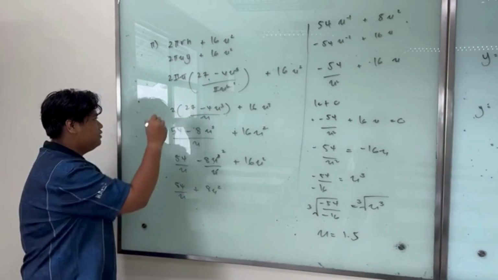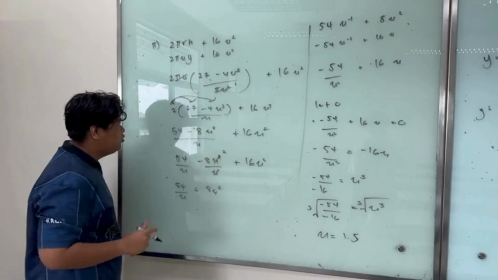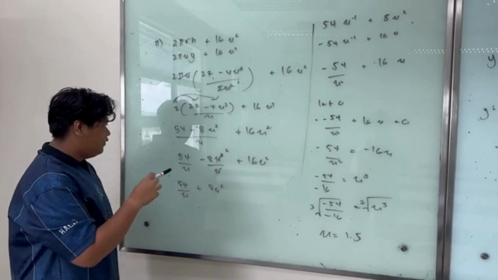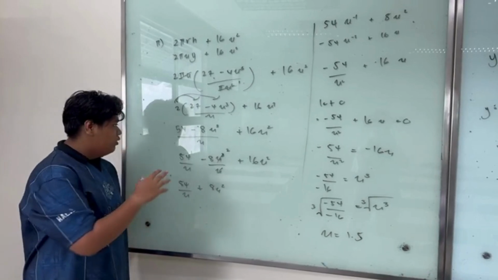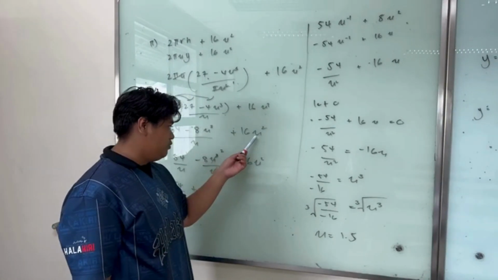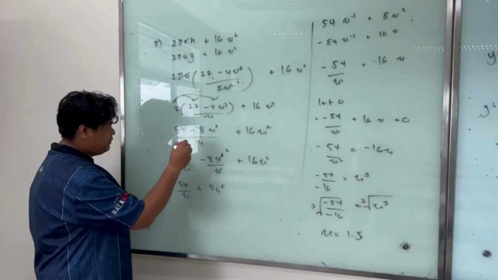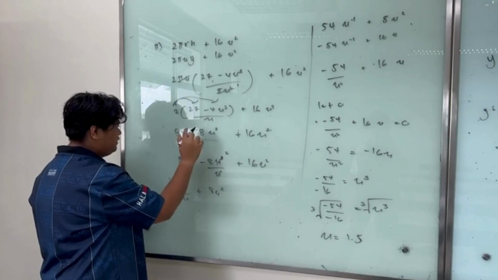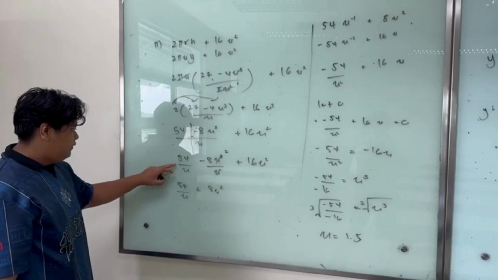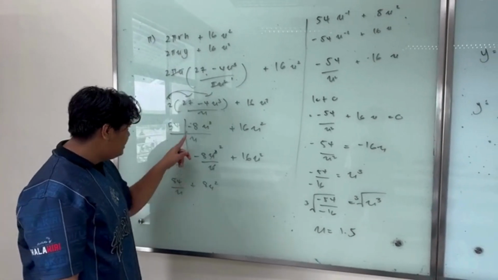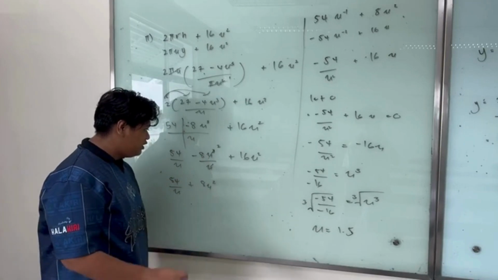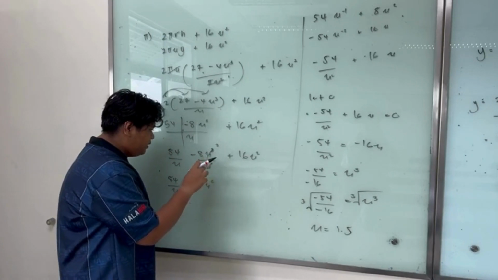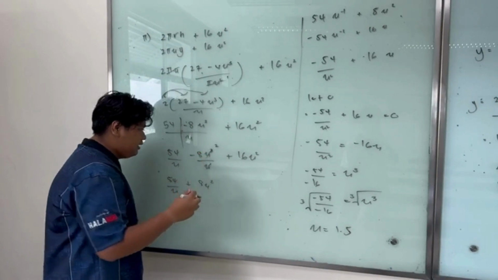So now what we do is expand the 2 into this bracket. So now our equation is 54 minus 8x cubed over x plus 16x squared. So now we can separate this equation into separate form. So now we get 54 over x minus 8x cubed over x. So what we can do is cancel out the x because again it is the same.